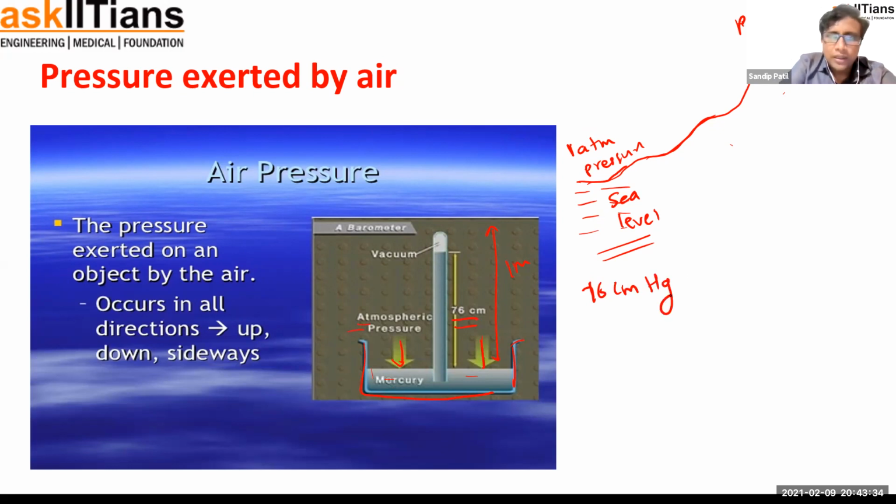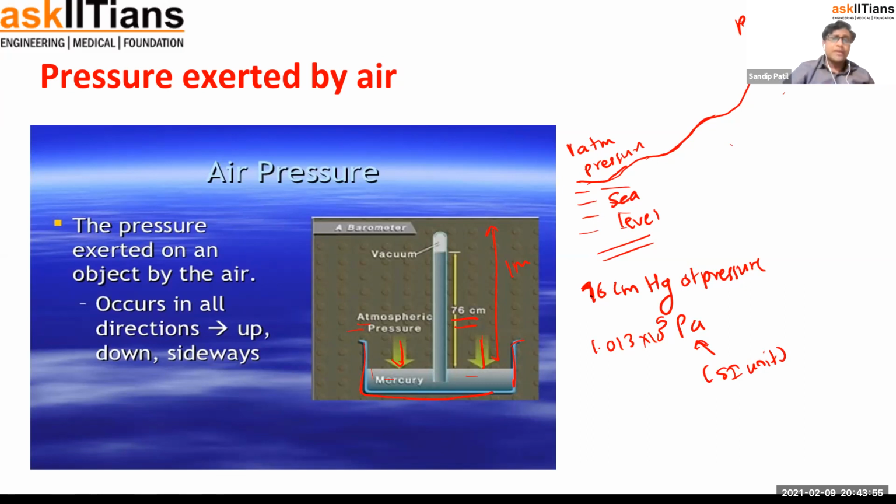Hg means mercury. Or 1.013 × 10^5 Pascal pressure. Pascal is an important unit, the SI unit. So normally we can measure the pressure in these 3 terms: atmosphere, the height of the mercury column in this mercury barometer, or in Pascal. This instrument is called a barometer.